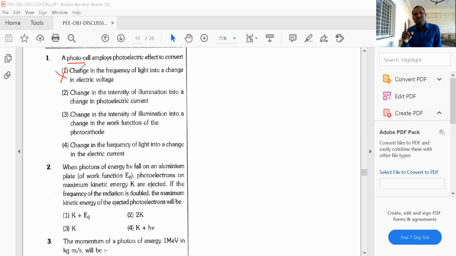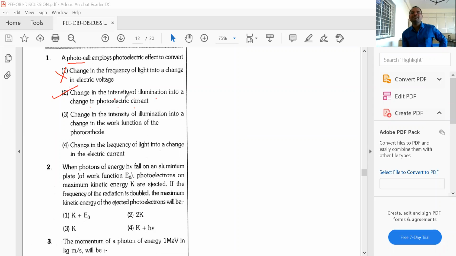Wrong. Frequency gives you kinetic energy only, but electric current depends upon the number of charges. Number of charges depends upon the intensity of incident light, and intensity is independent of frequency. The next option, change in intensity of illumination into change in photoelectric current, option 2, is the correct answer. If intensity changes, the number of photons incident on the metal surface changes, so the number of electrons ejecting out also changes. Electrons ejecting out is nothing but flow in a circuit, which means electric current changes. Option 2 is the perfect answer.